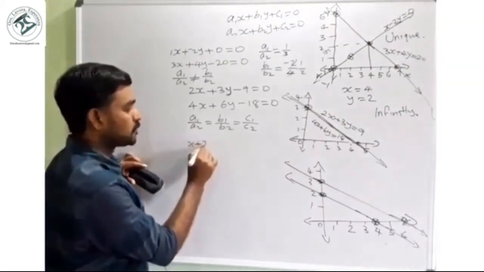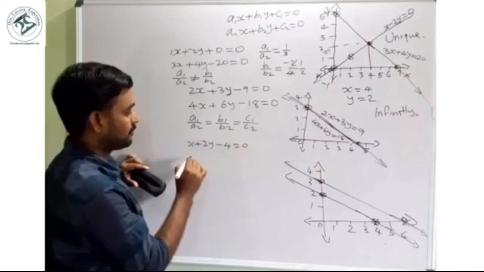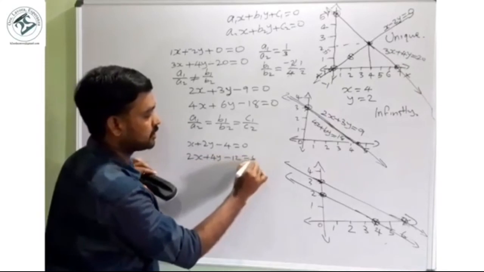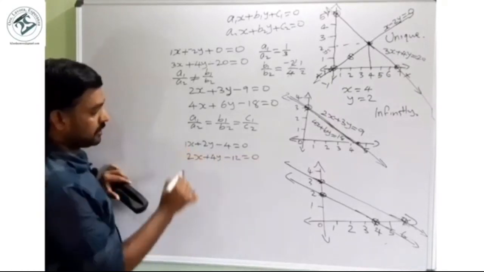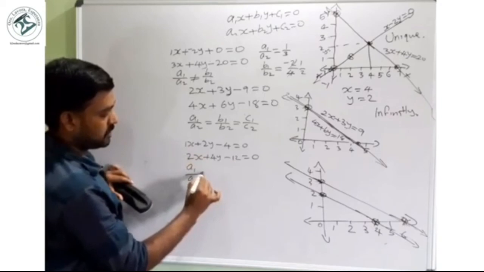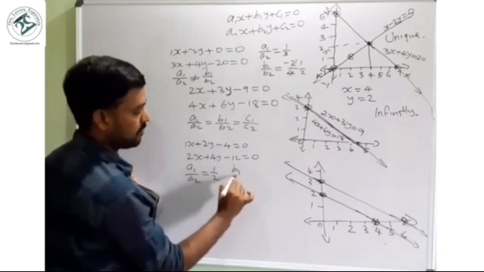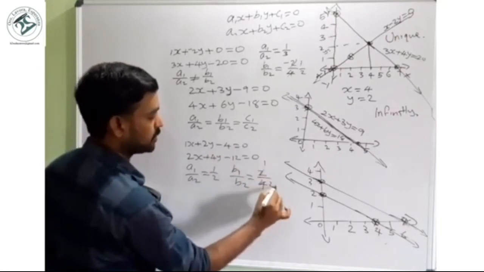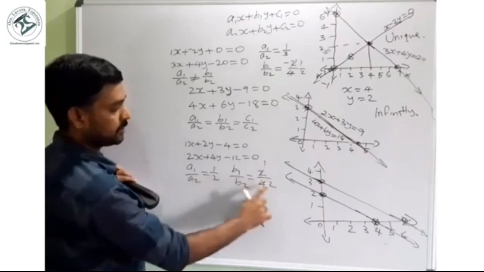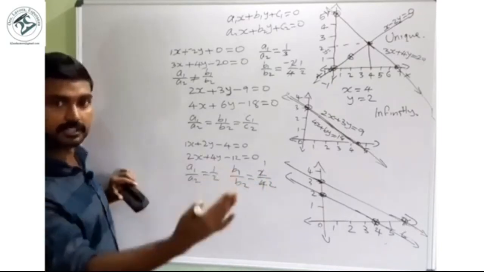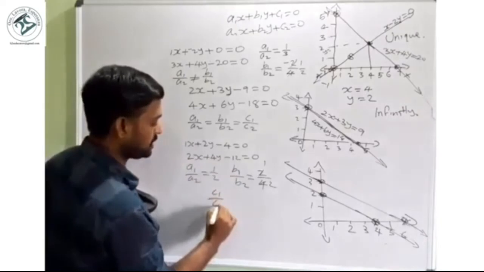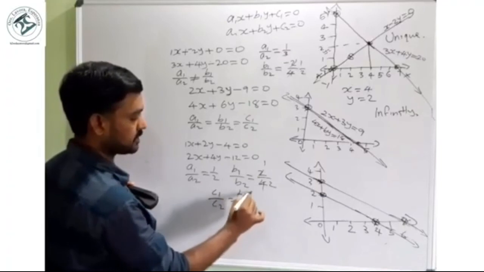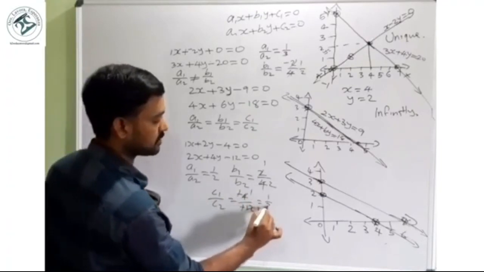x plus 2y minus 4 is equal to 0 and 2x plus 4y minus 12 is equal to 0. Here a1 means 1. So a1 by a2 is 1 by 2. b1 by b2 is equal to 2 by 4. With cancellation we get 1 by 2. So you look, a1 by a2 answer and b1 by b2 answer are the same. So we have to check c1 by c2 also. So c1 by c2 is equal to minus 4 divided by minus 12. The minus minus cancel, here 1, here 3, but it is different.